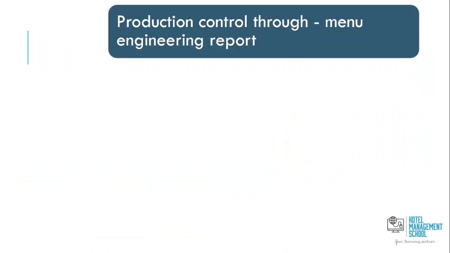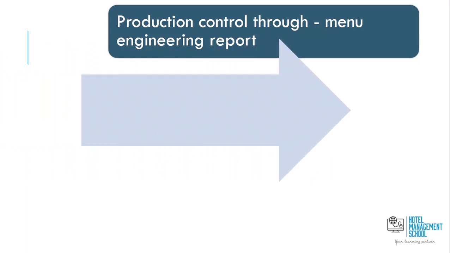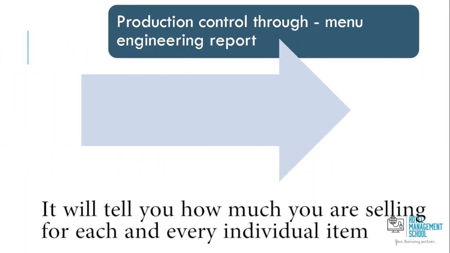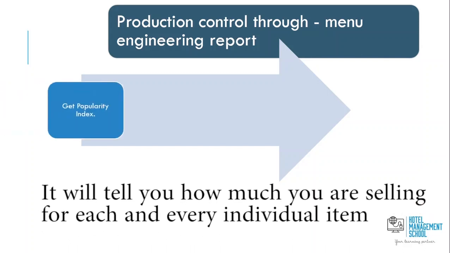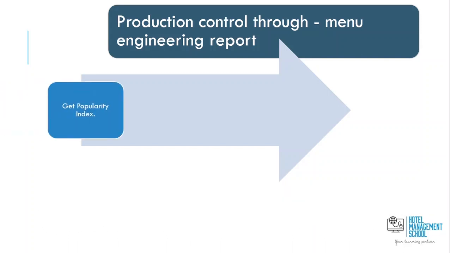Then you have the menu engineering report. So how do we control the production through the menu engineering report? What is the menu engineering report? It will tell you how much you are selling for each and every individual item, right? So normally you do it every month.